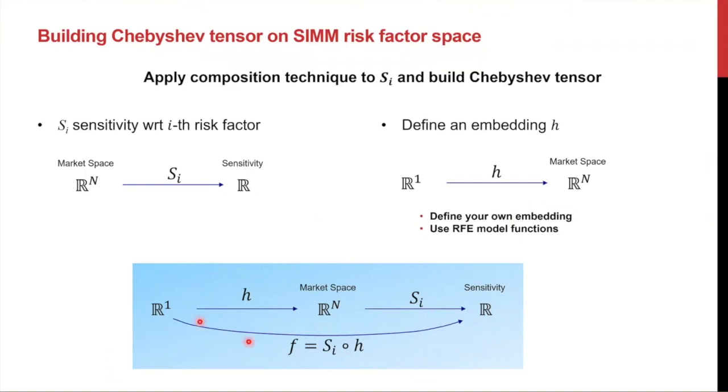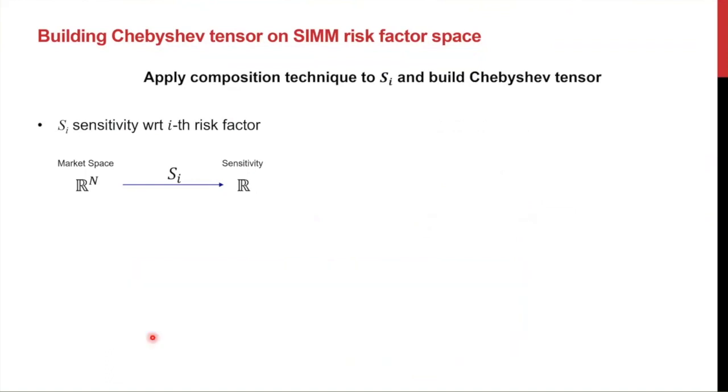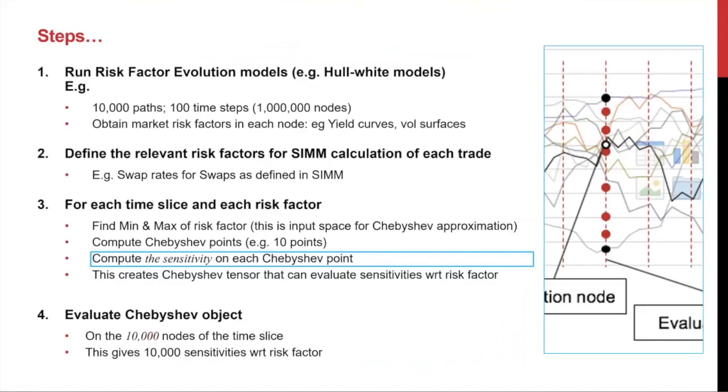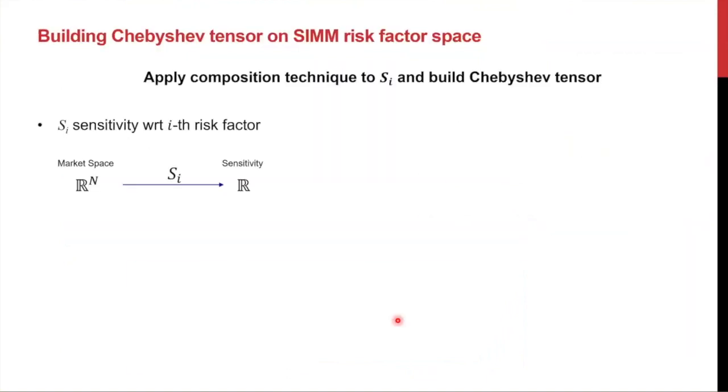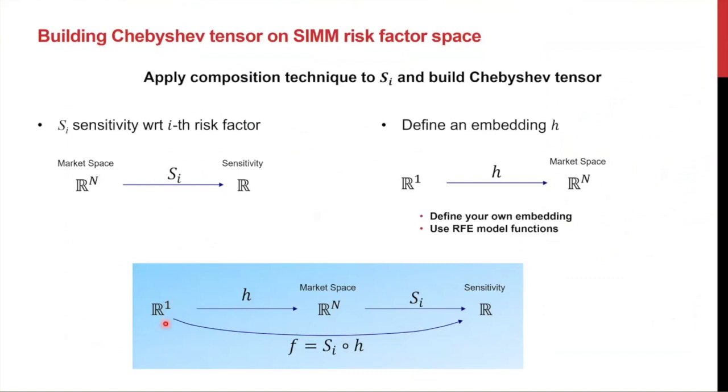In fact, this R1 here, maybe it's an abuse of notation, because essentially it's an interval given by the maximum and the minimum of the one-year swap rate. Chebyshev points, these ones, would be in this interval here. And then what you need to do is take the composition of H followed by SI in order to obtain the values on those points and then get the tensor to then be able to evaluate it on all the nodes of the Monte Carlo simulation. So that's basically what we did. And let me now show you the results that we obtained.